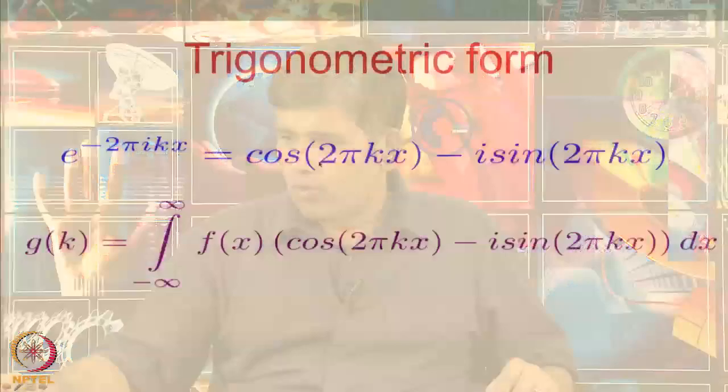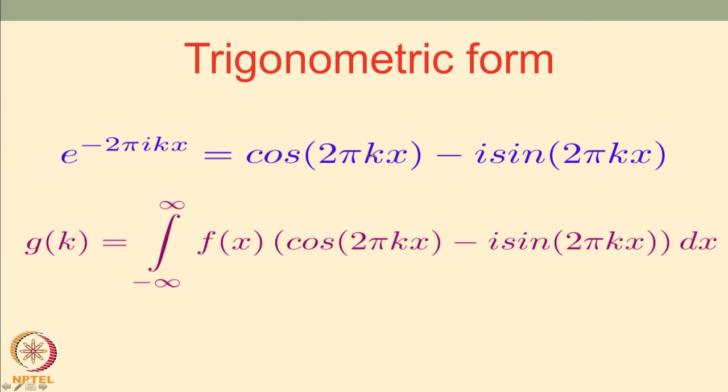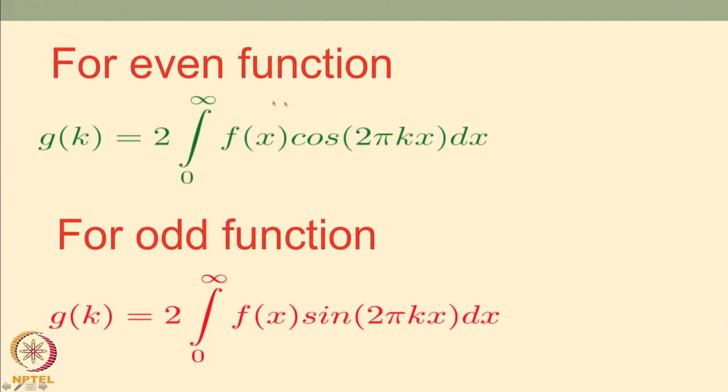As we said just now, I can write e power i kx as cos 2 pi kx minus i sin 2 pi kx, and then this can be written as a cosine or sine transform. It's sometimes called a trigonometric transform. And if it is an odd function or an even function, some of these sine integrals and cos integrals will be 0, and appropriately we could just write only one of them.